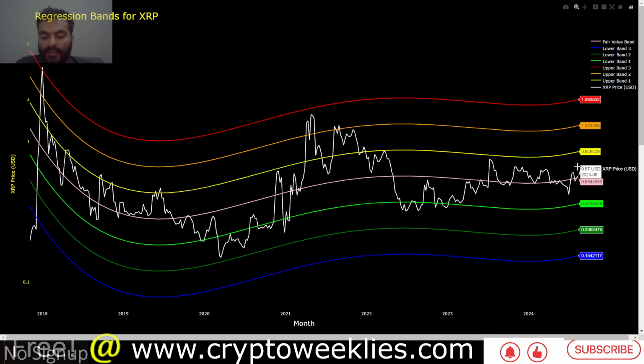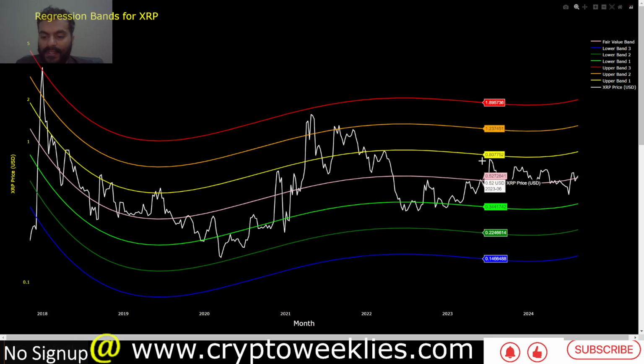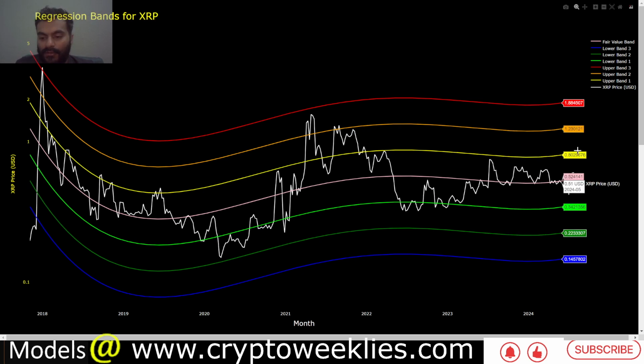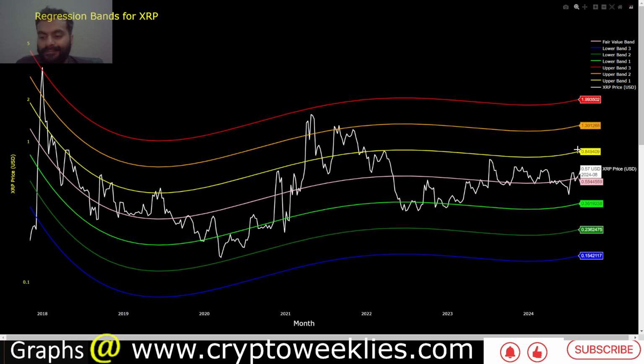At that time the rallies did not exceed the 1 standard deviation peak, which was at that point at around 79 cents, and at this point it is at around 85 cents, and the 1 standard deviation floor is at around 36 cents.